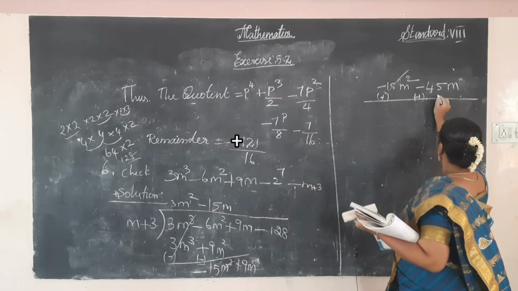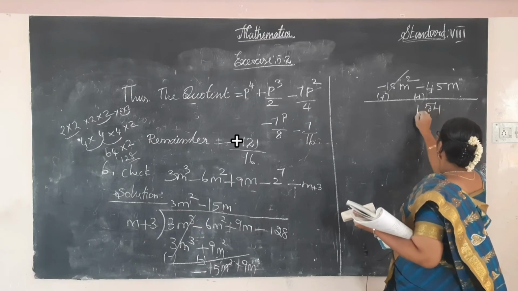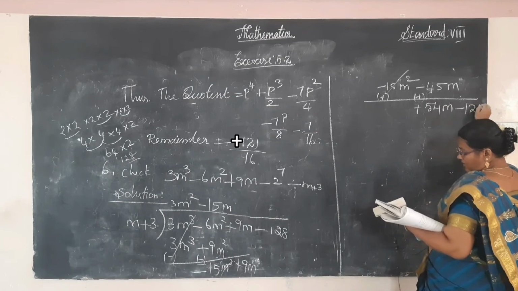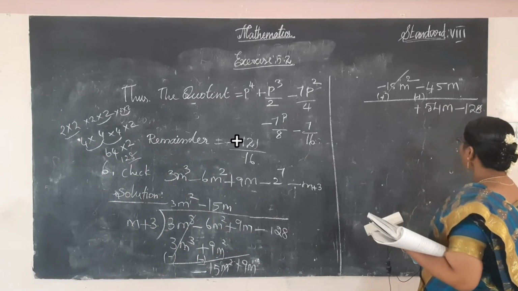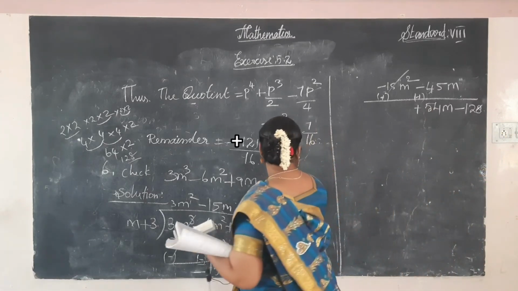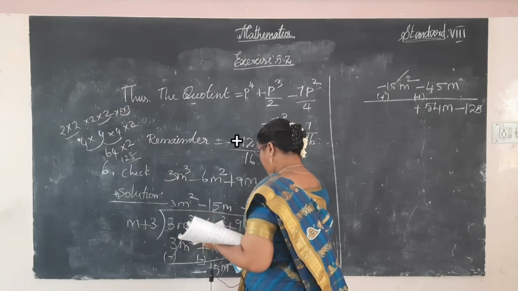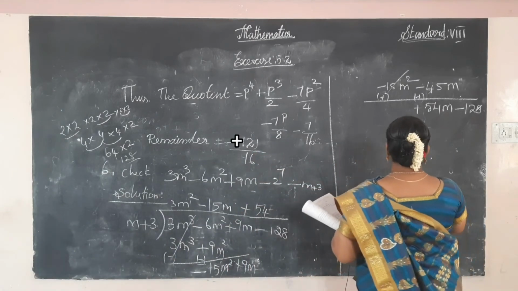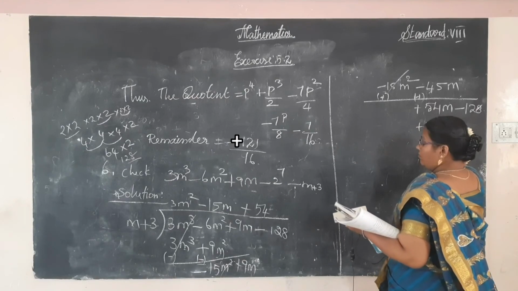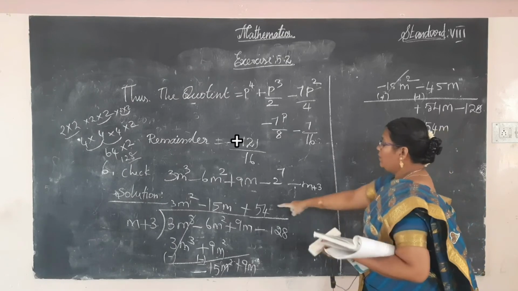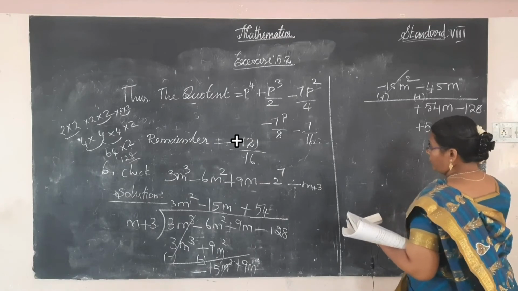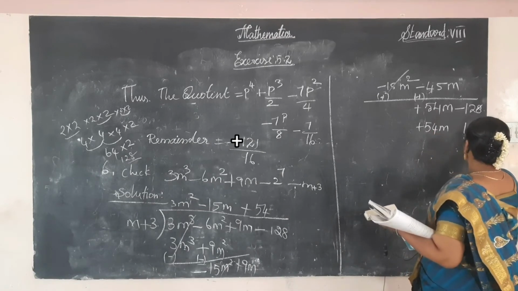Okay, so 54. Bring down the next term, minus 128. Dividing this term by the first term, we get the quotient value plus 54. The quotient value is plus 54. So multiply by the divisor, we get 54m. So multiply 54: 3 fours are 12, and 3 fives are 15 plus 1, 162.